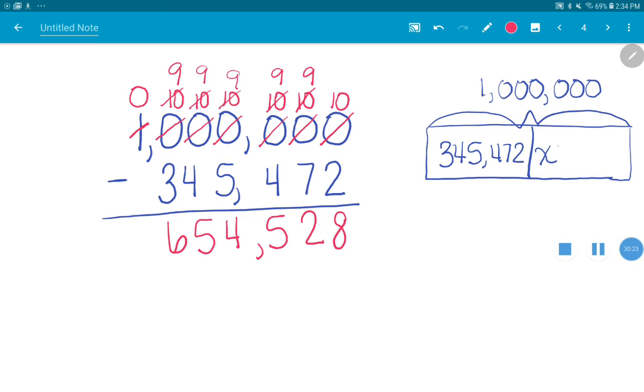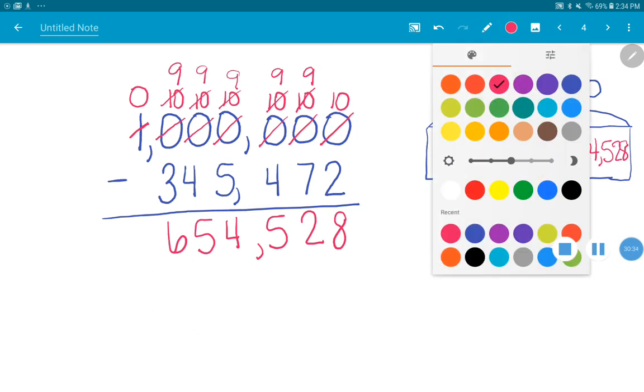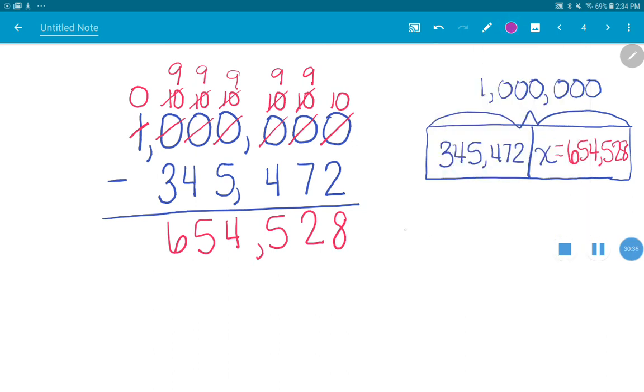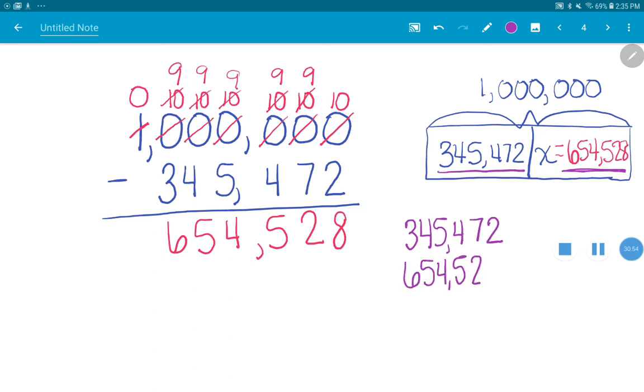So X, my missing part, is 654,528. I can check that by adding my two parts together. There's one part, 345,472. I just solved for the other part. It's 654,528.